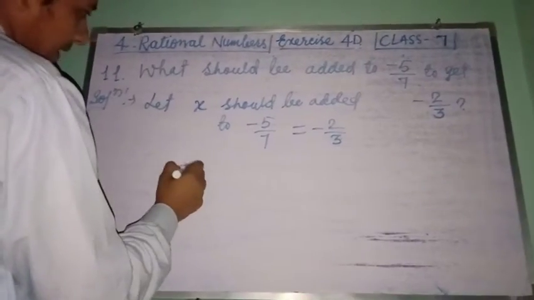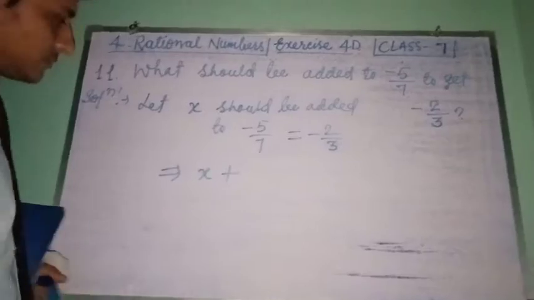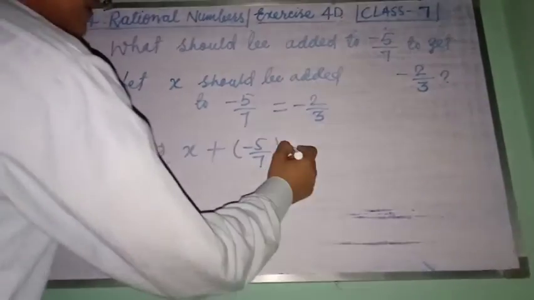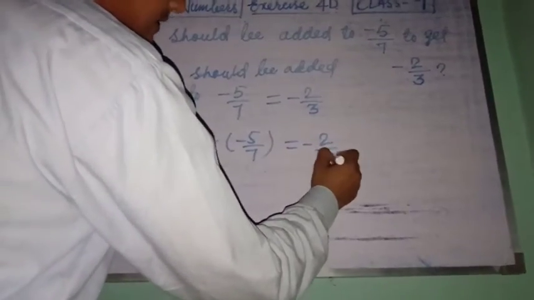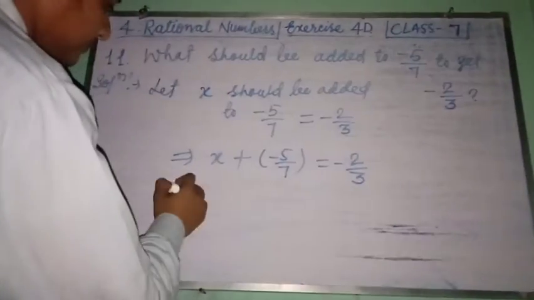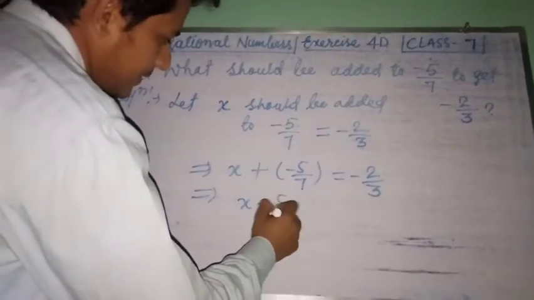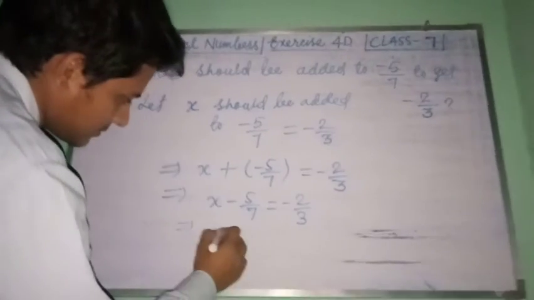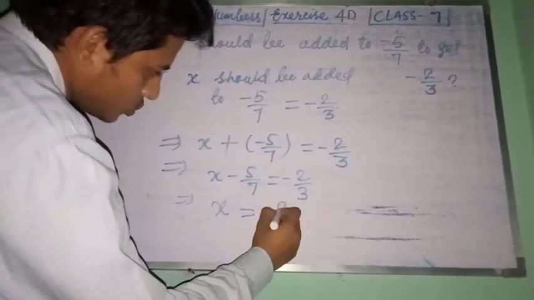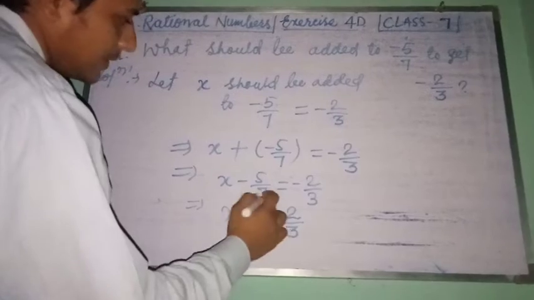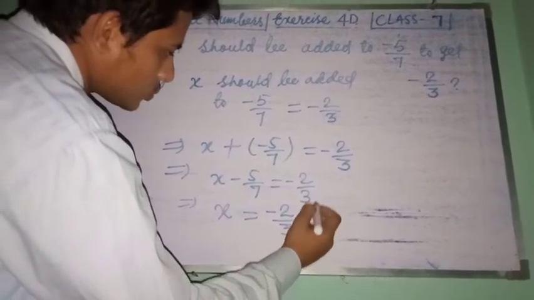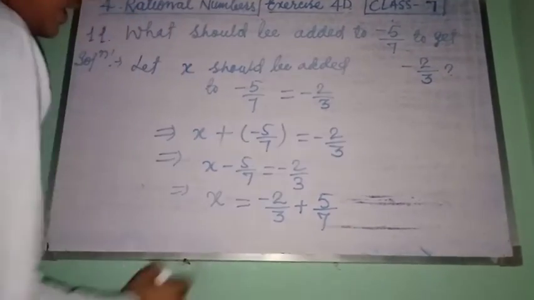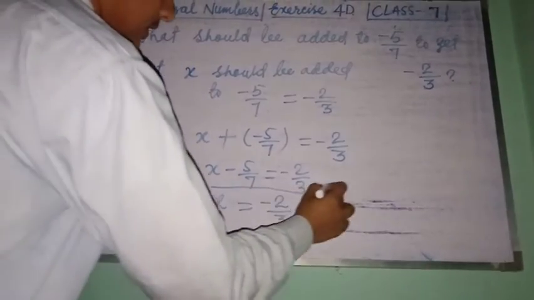And this can be written as x is added, x plus minus 5 by 7 in bracket, equal to minus 2 by 3 as it is. Now this is x minus 5 by 7 is equal to minus 2 by 3. Here x as it is, equals minus 2 by 3, and minus 5 by 7 goes to the right hand side with the opposite sign, this is plus 5 by 7.